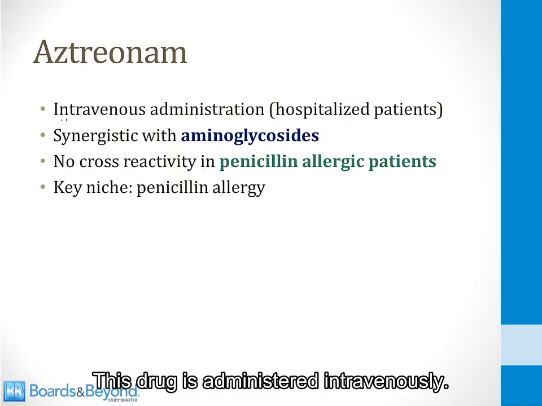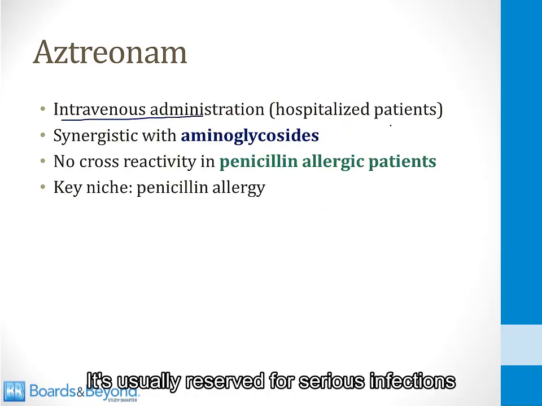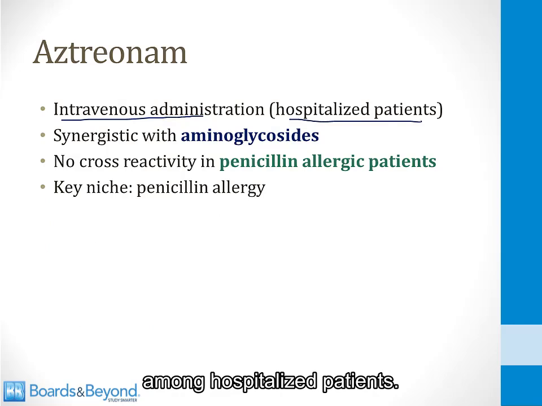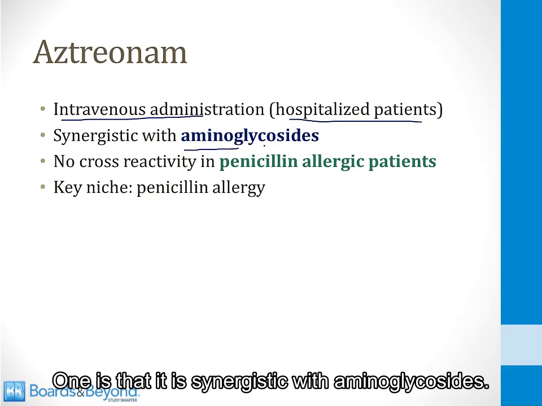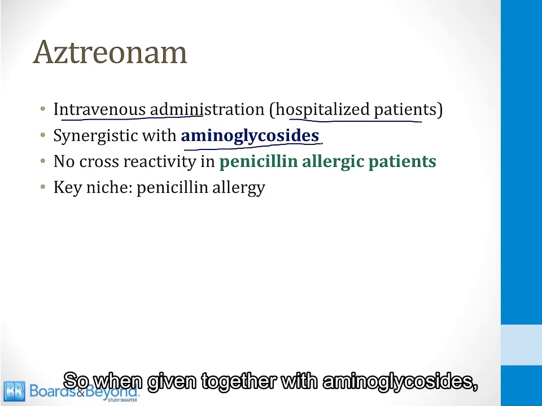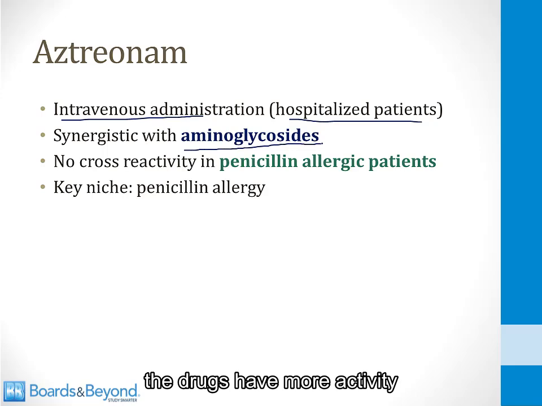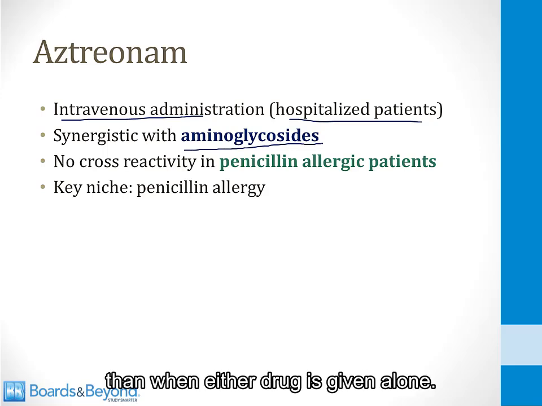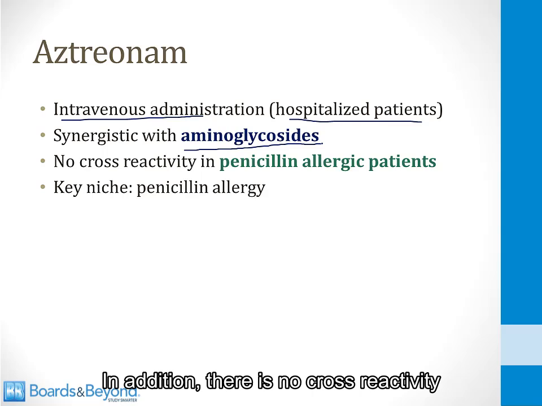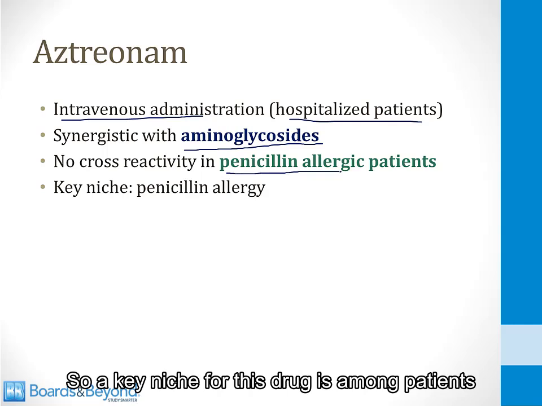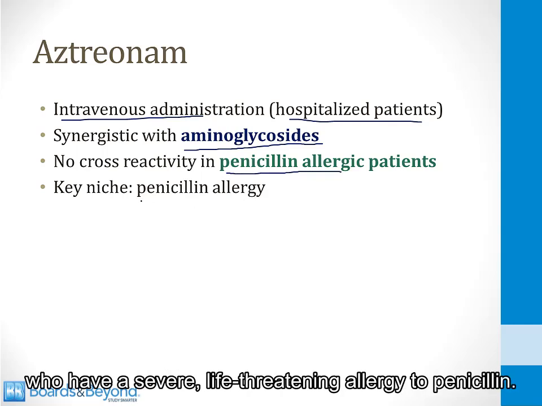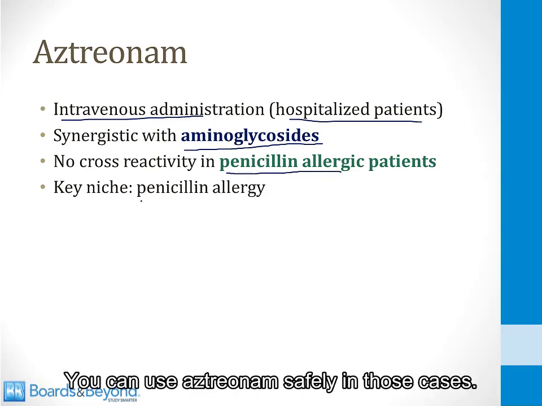This drug is administered intravenously. It's usually reserved for serious infections among hospitalized patients. Two things to know about aztreonam. One is that it is synergistic with aminoglycosides, so when given together with aminoglycosides, the drugs have more activity than when either drug is given alone. In addition, there is no cross-reactivity in patients who are allergic to penicillin, so a key niche for this drug is among patients who have a severe life-threatening allergy to penicillin. You can use aztreonam safely in those cases.